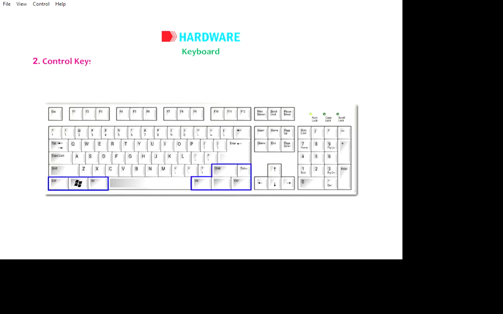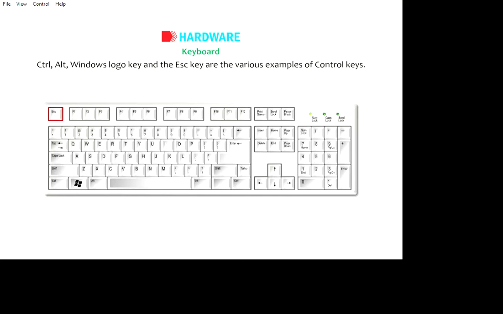Number 2. Control keys. These keys are either used alone or in combination with other keys to perform certain actions. Control, Alt, Windows Logo key and the Escape key are the various examples of control keys. Number 3. Function keys. These are used to perform specific tasks. These keys are placed on the top row of the keyboard and are labeled as F1 and so on till F12. These keys have different functions in different programs.